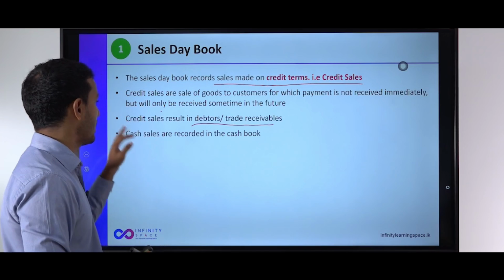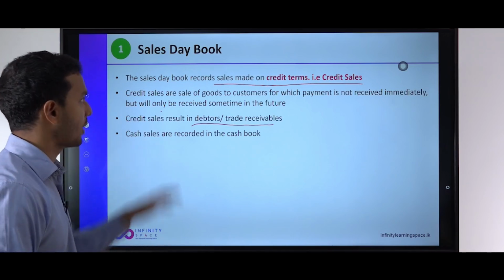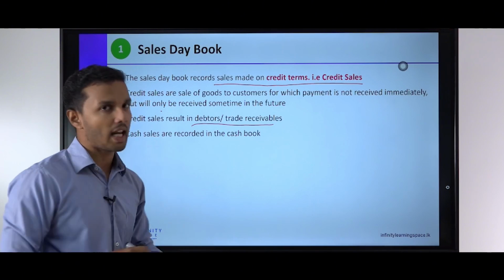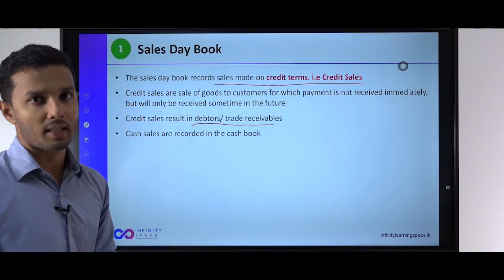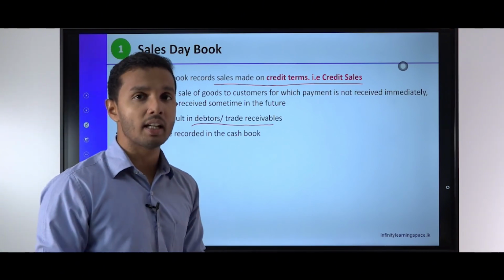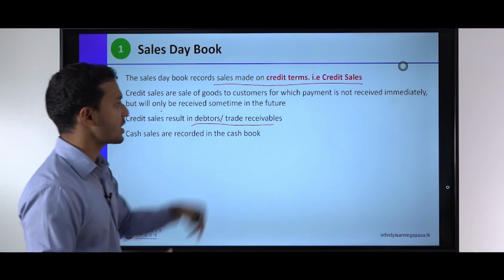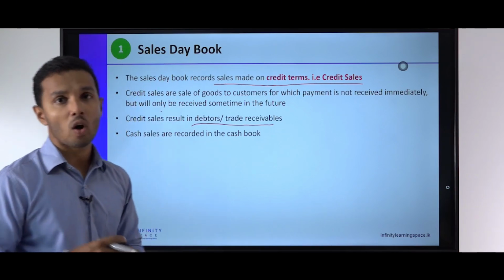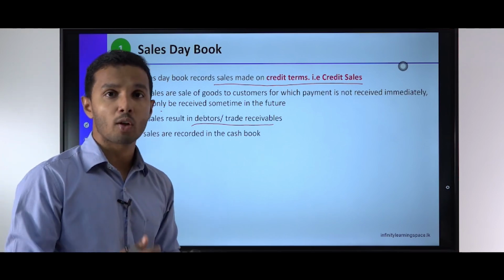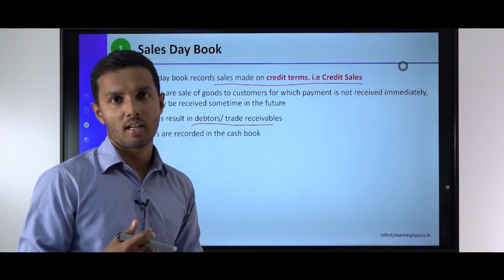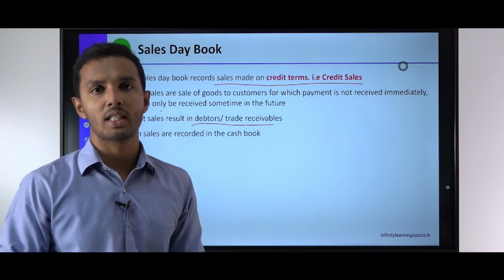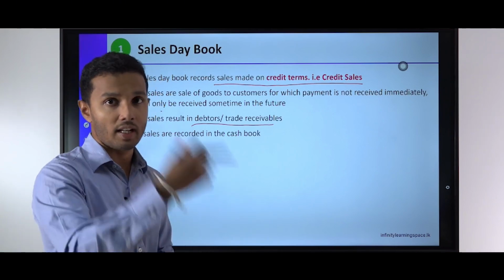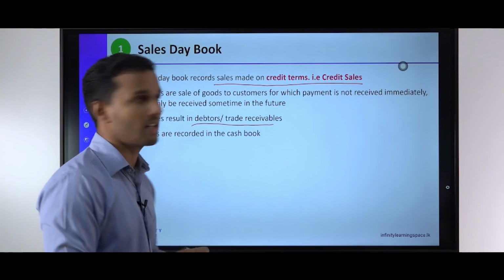Cash sales. Now, cash sales are recorded in the cash book. If we are recording credit sales in the sales day book, where are we recording cash sales? Cash sales, meaning sales for which we receive money immediately, will be recorded in the cash book, right? Now, keep in mind, in the sales day book, we only record sale of goods that are part of our day-to-day business, right? So, for example, if you are a wooden furniture manufacturer, when you sell wooden furniture on credit, that will be recorded in the sales day book, right?